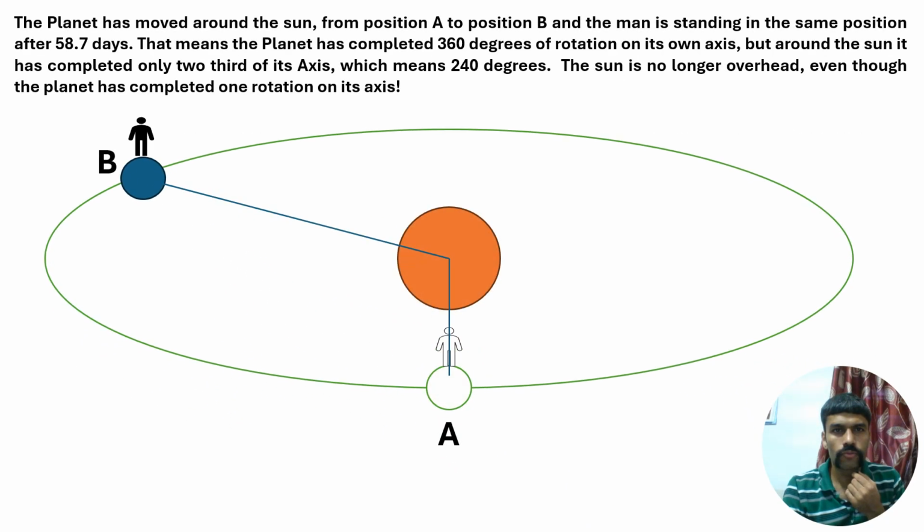The planet has moved around the sun from position A to position B and the man is standing in the same position after 58.7 days. This means the planet has completed 360 degrees of rotation on its own axis, but around the sun it has completed only two-thirds of its orbit. You can see this in this figure, which means 240 degrees. The sun is no longer overhead, even though the planet has completed one rotation on its axis, because the revolution around the sun has not yet completed.